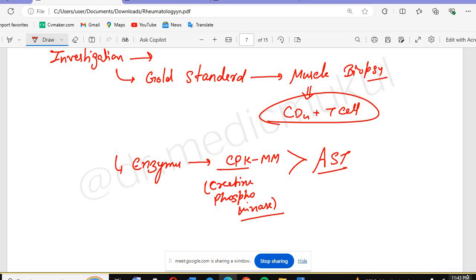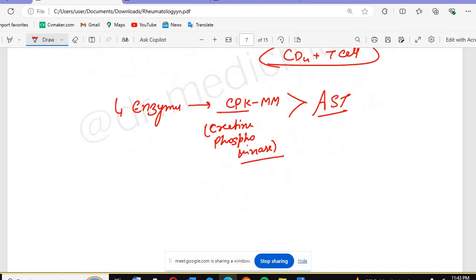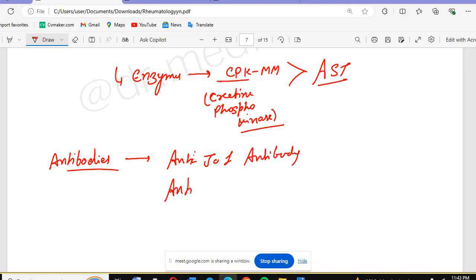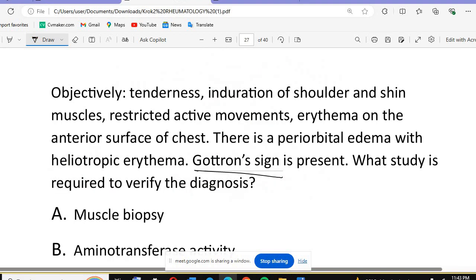And also remember the antibodies that we will see in case of the dermatomyositis, that is the anti-Jo1 antibody. The antibodies that you're going to see here, that is the anti-Jo1 antibody, that you have to remember. And we would be having the anti-synthetase antibody, so that would be raised up. Okay. So this is where the Gottron sign is present. So this is the case of the dermatomyositis.